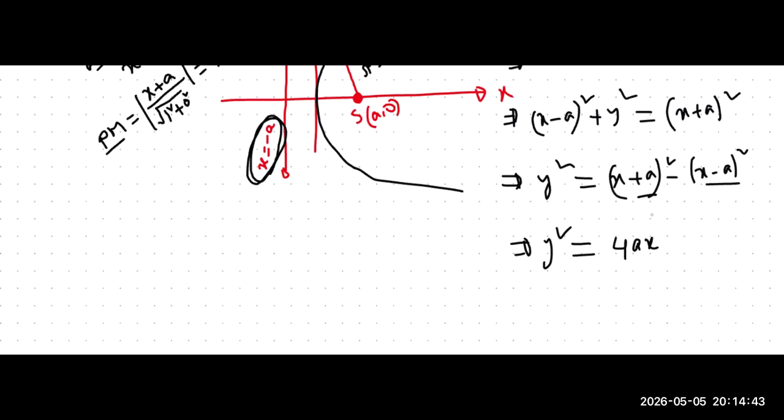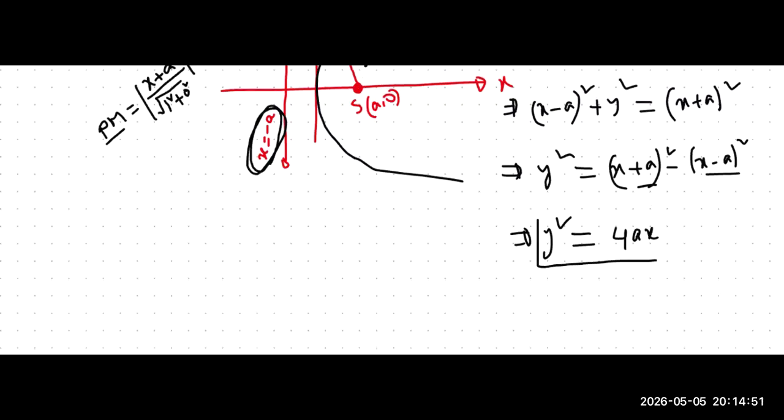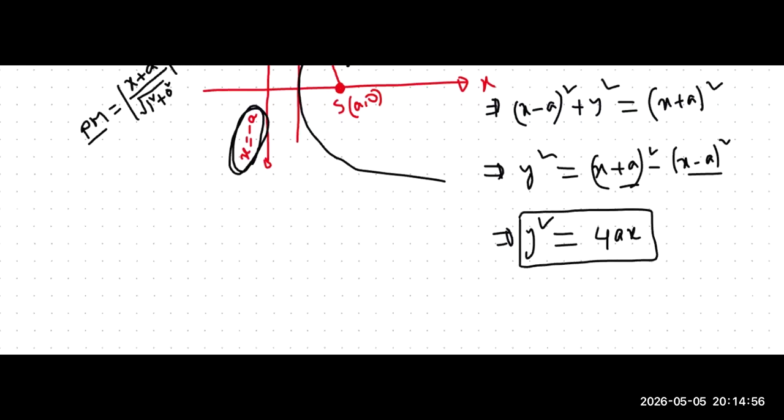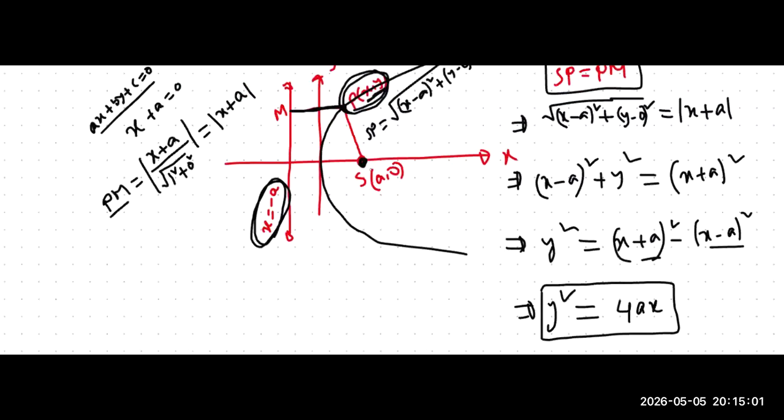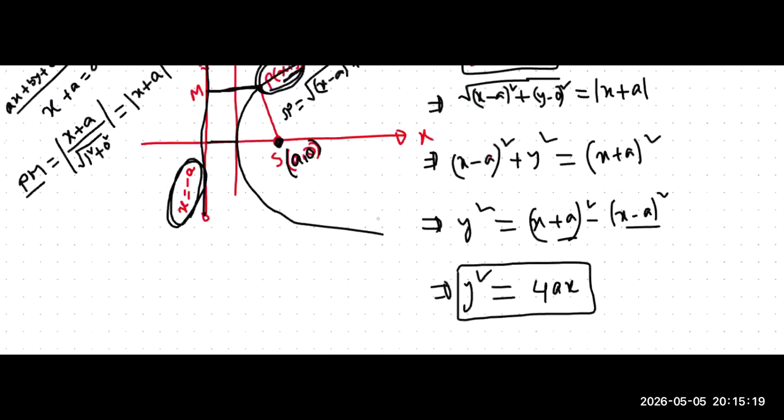The formula of 4ab is a plus b whole square minus a minus b whole square. So this is the equation of the parabola y square is equal to 4ax. So if we have a focus given on the x axis, and focus is a, 0, and a directrix line at the same distance from the origin in the negative x direction, the line is parallel to the y axis, that is x is equal to negative a. In that case, our standard parabolic equation is y square is equal to 4ax.